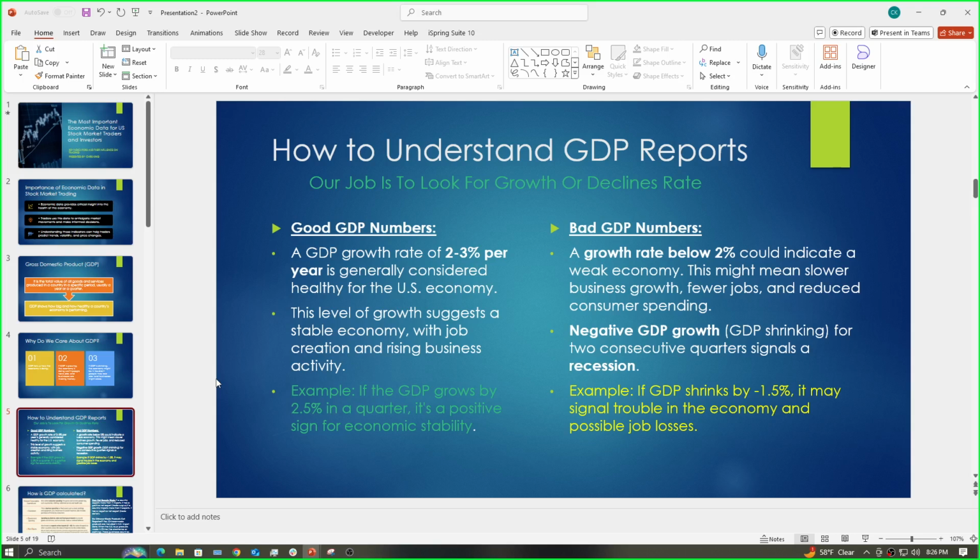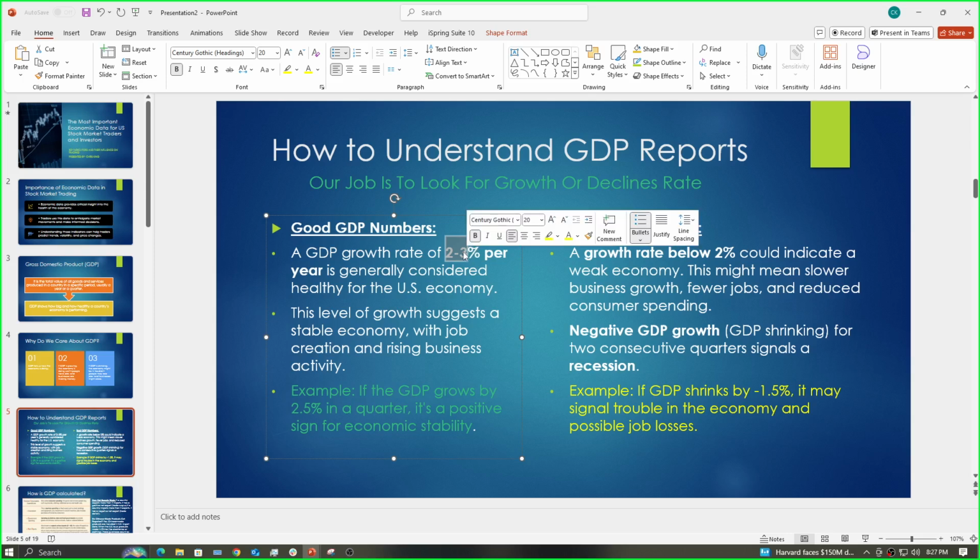Either you got good numbers or bad numbers. All right, so now the good numbers: a GDP growth rate is 2 to 3% per year or per quarter, because GDP numbers come out per year or per quarter. So you have good GDP numbers if you see 2.5, anything between 2 and 3.